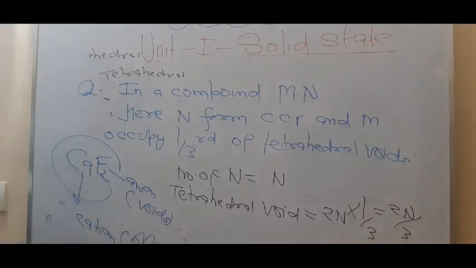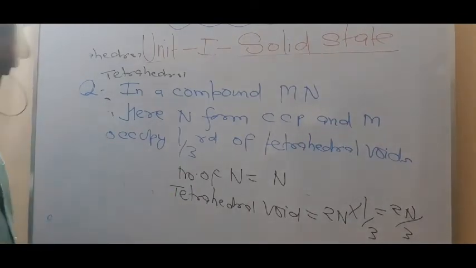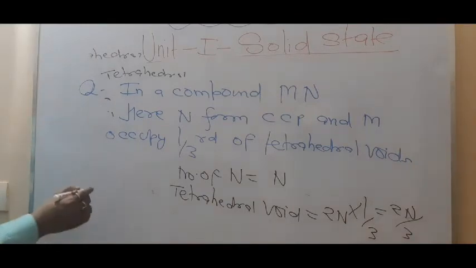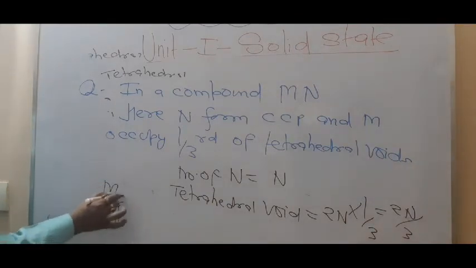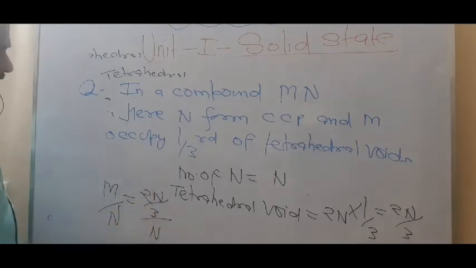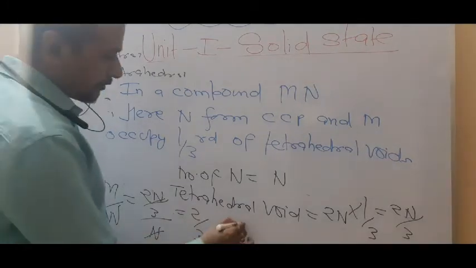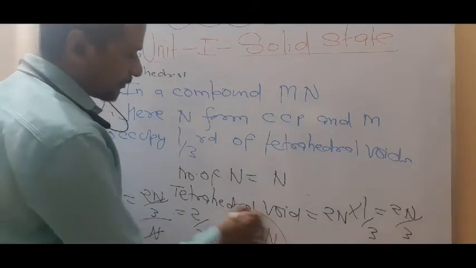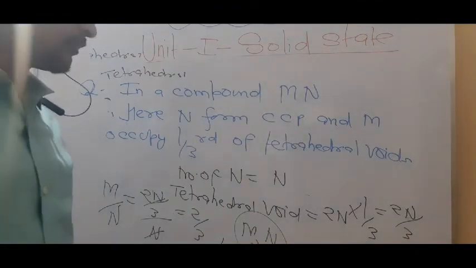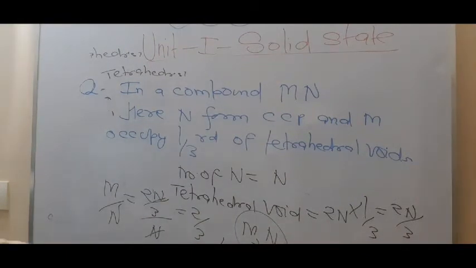But in most cases cations go to the voids. So just note that N is in the form of anions and M is in the form of cations. Now you can write the ratio M by N. Here M is given as 2n by 3, divided by n, and then cancelling, you get 2 by 3. So the formula becomes M2N3. Are you getting this point or not? By this way you can calculate the formula if you know the condition of voids and spheres.